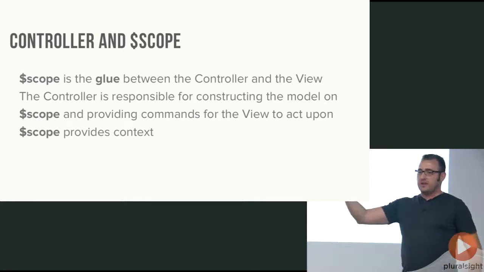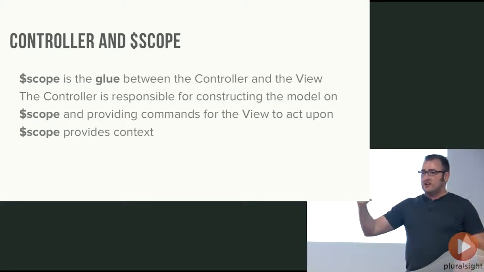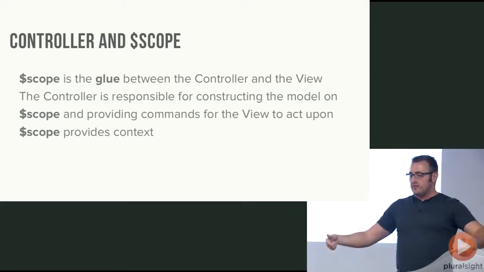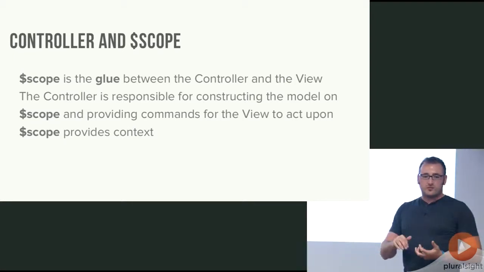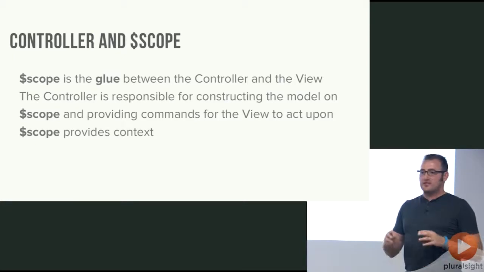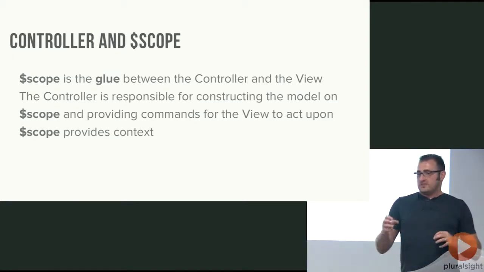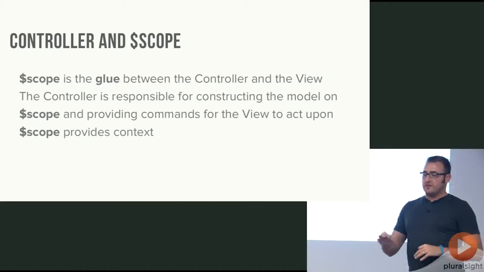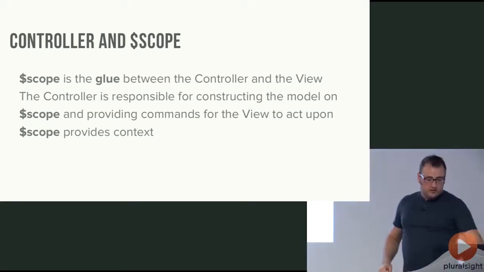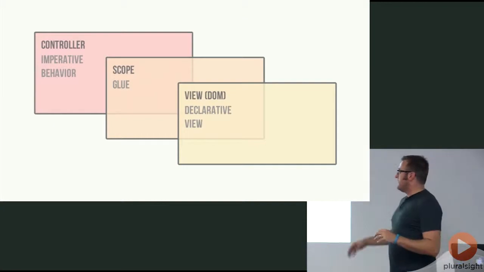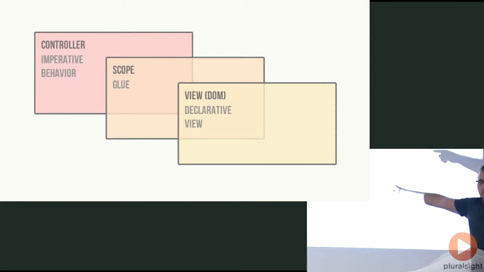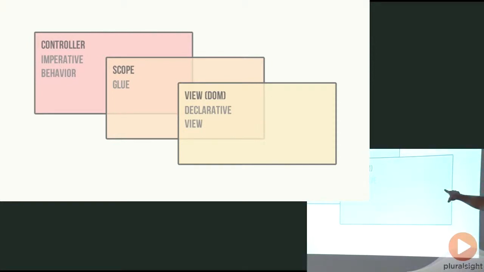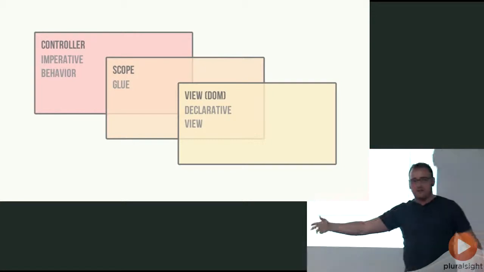For instance, if you're repeating over a list of items, for every item you're getting a new scope. The neat thing about repeaters is every one of those items keeps track of its own scope object, so they're not bleeding on each other. It's very good about knowing what specifically you're talking about, and keeping track of context. And so you have your controller, which is your imperative JavaScript behavior, scope, which is your glue, and then you have your view, which is your declarative markup.